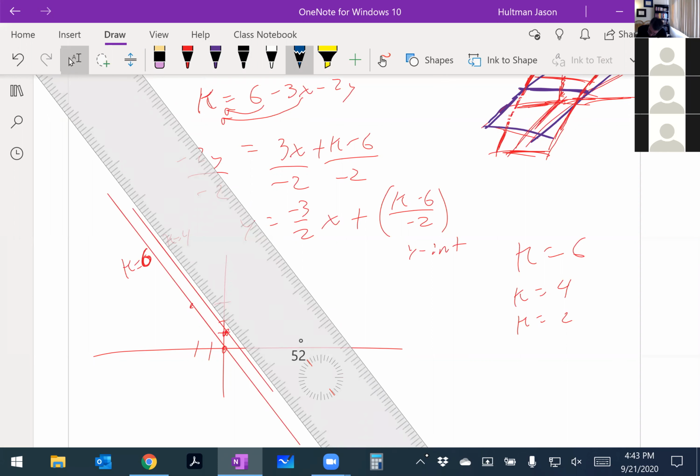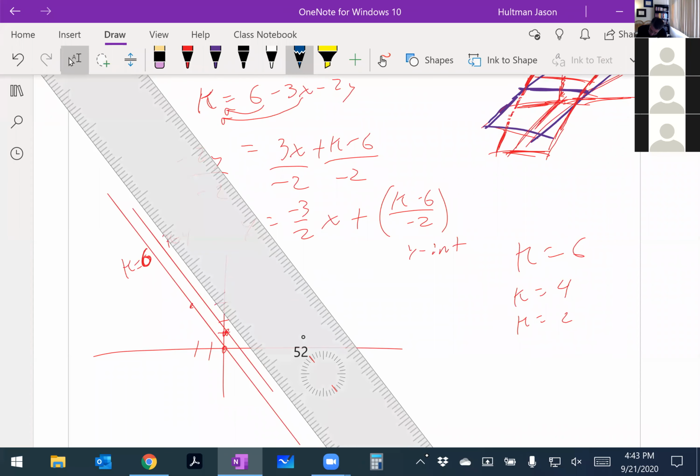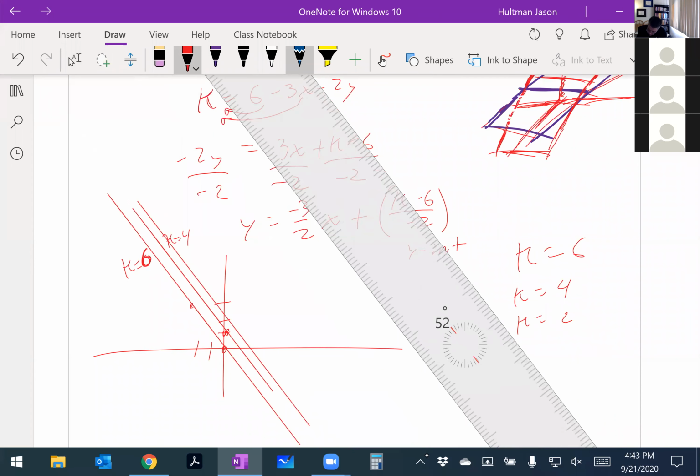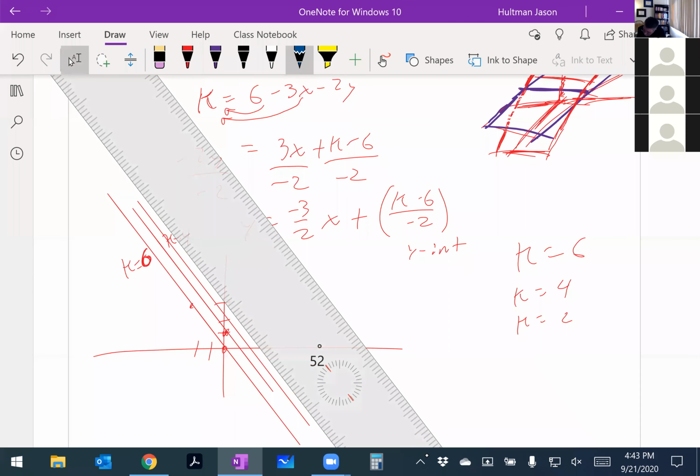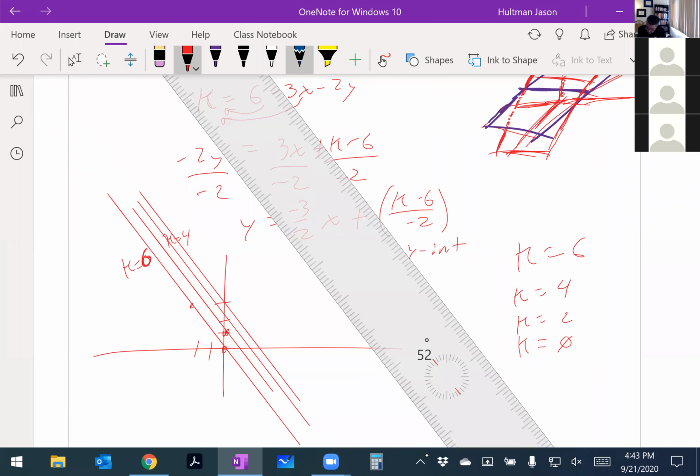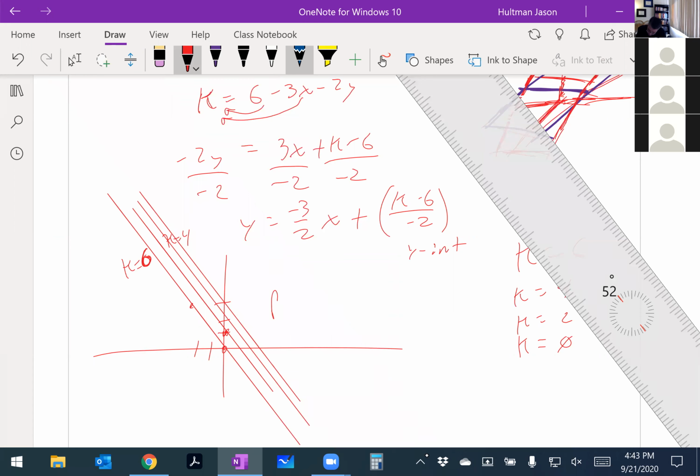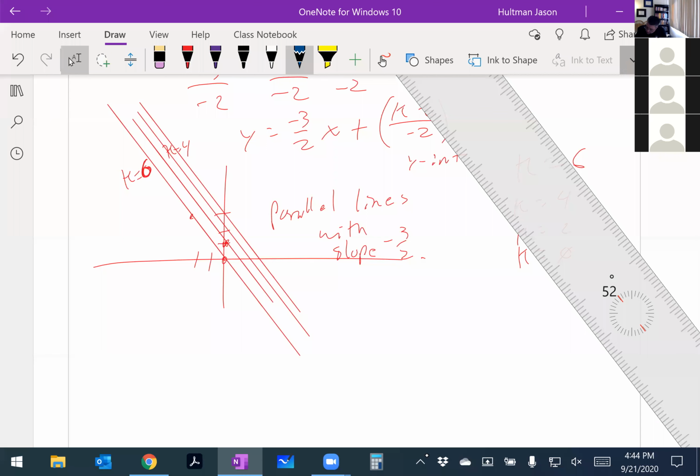And this really isn't to scale. Okay, so that's 2, and then what would be at 3? When k is equal to 0, we would be at 3, right? So we're just going to get parallel lines for our level curves, with slope of negative 3/2. And we could call this a family of curves.